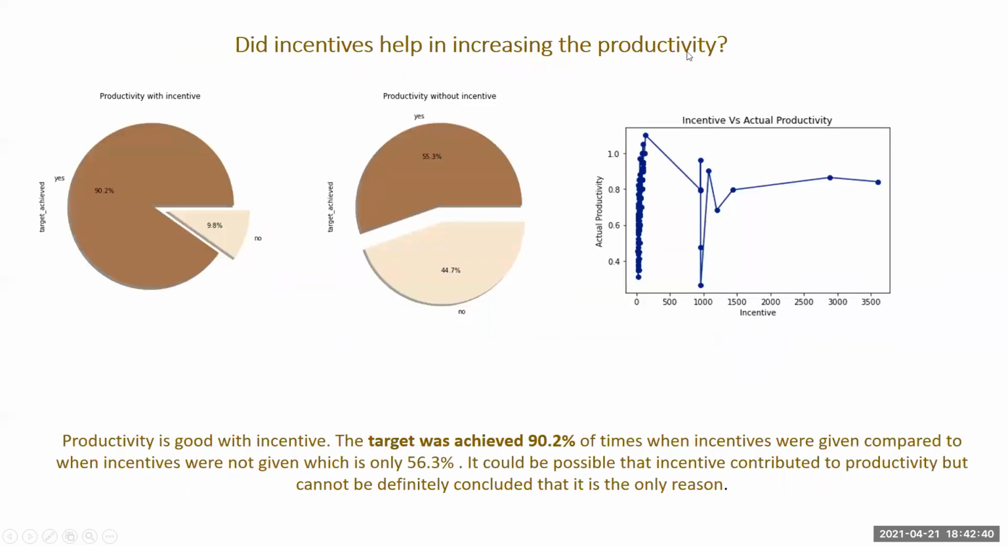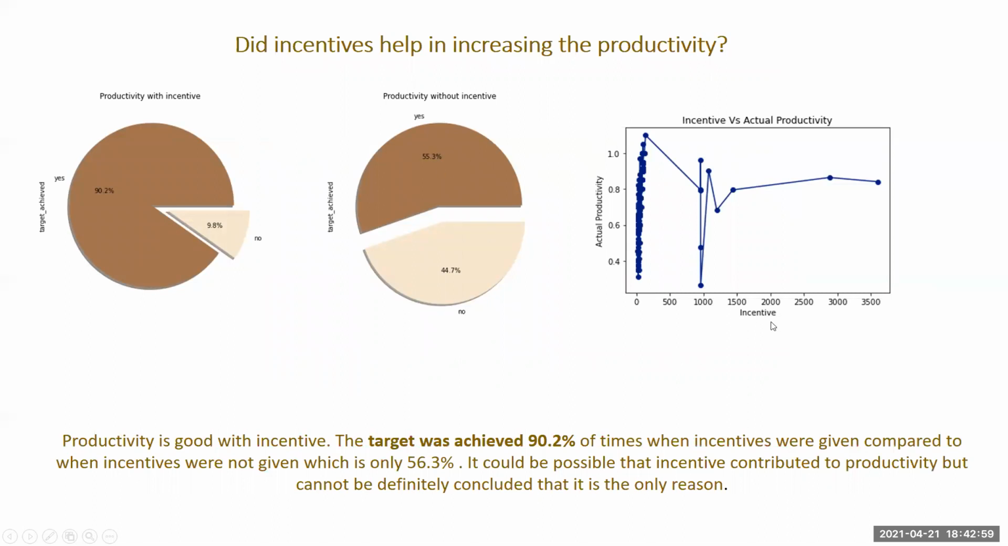Did incentives help in increasing the productivity? When we see this pie chart with the incentive, we are seeing that 90.2% of the records with incentive say that they have achieved the target. Without incentive, only 56% of the data is saying that they have achieved the target.